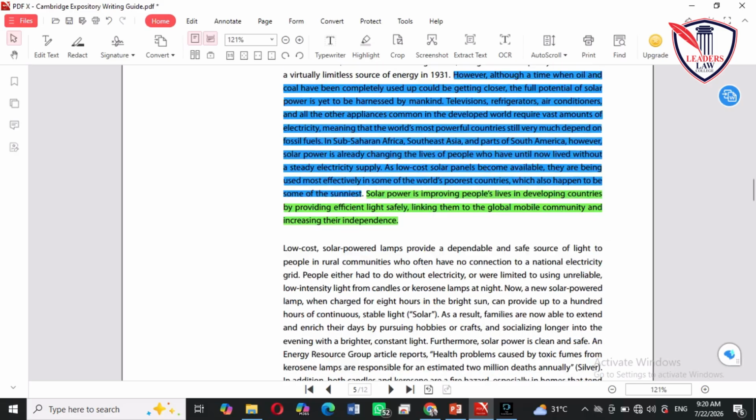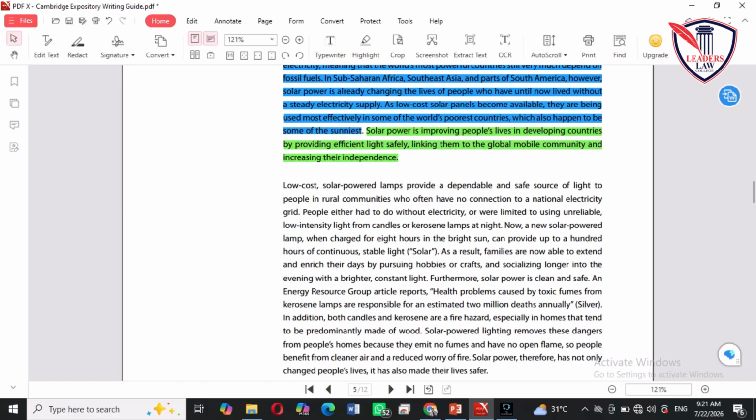Let's see all three body paragraphs. Are they discussing the same points or are they discussing something different? So the first point is providing efficient light safely. So here we have the first paragraph. The first line: "Low cost solar powered lamps provide a dependable and safe source of light to people in rural communities who often have no connection to the nation's electricity grid."